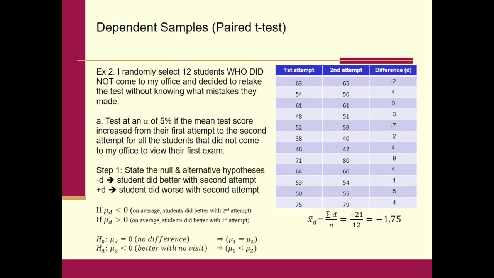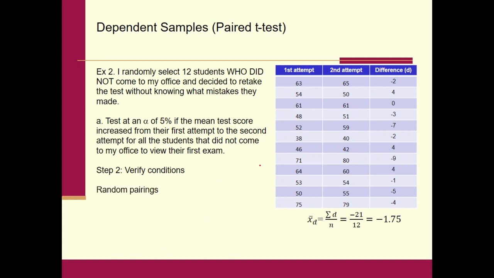So step number 1, if we already did this step and thinking this through, we're going to go ahead and test if mu sub D is less than 0. And what that's telling us is that the first attempt was lower than the second attempt. Things got a little bit better. Things got better there, things got better here, significantly better there it looks like, because -9, a couple points here, a couple points here. So that's why we're going to test if mu sub D is less than 0.